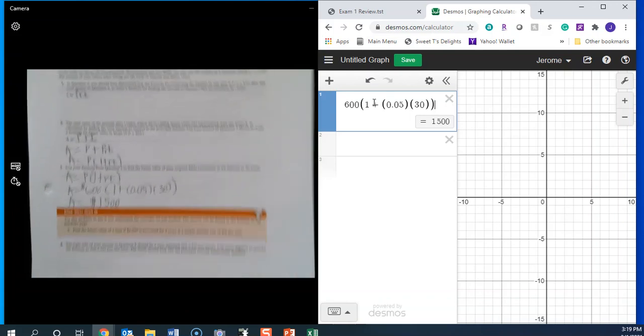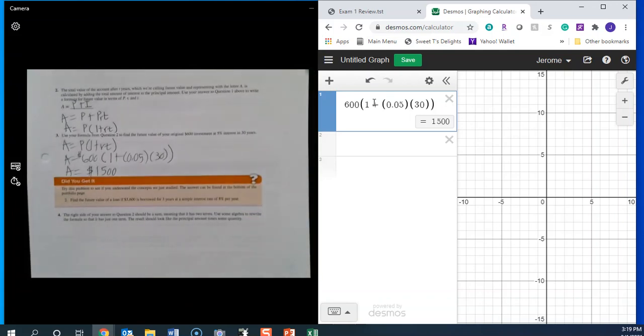All right, number 4. It says the right side of your answer to question 2 should be a sum, meaning that it has 2 terms. Use some algebra to rewrite the formula so that it has just 1 term. The result should look like the principal amount times some quantity.